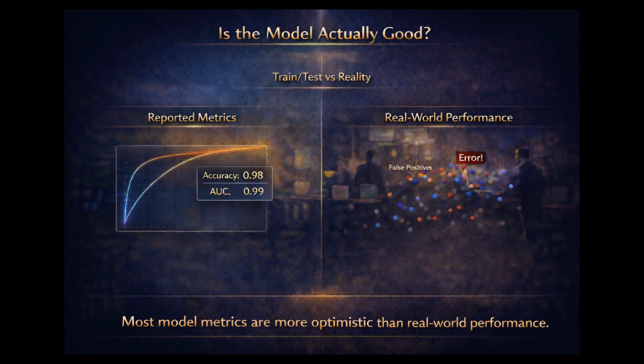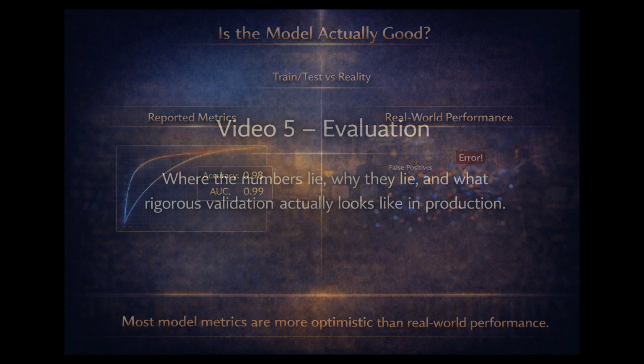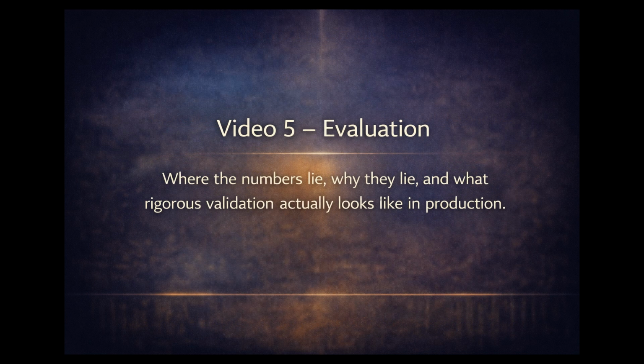Once you have a model, classical or otherwise, the next critical question is whether it is actually good. Most reported model metrics are more optimistic than real-world performance warrants. Video 5 is about evaluation. Where the numbers lie, why they lie, and what rigorous validation actually looks like in production.